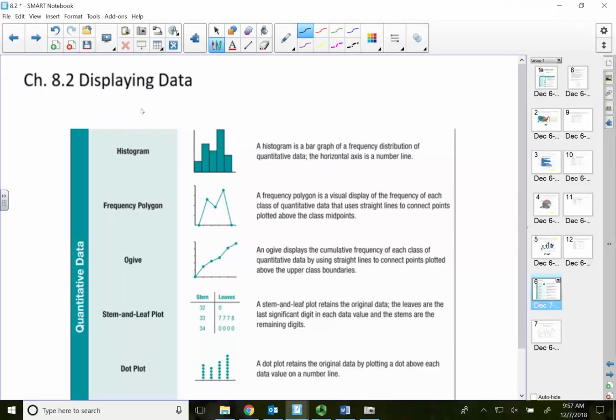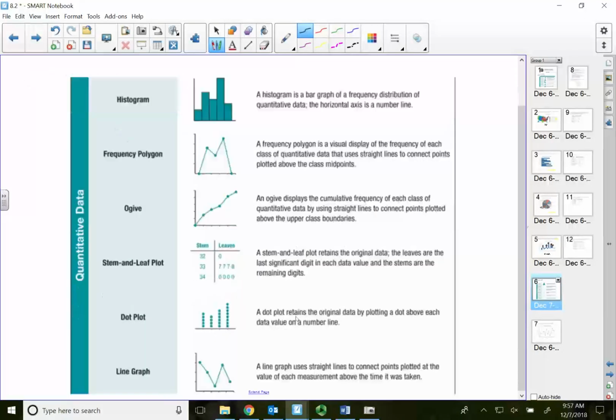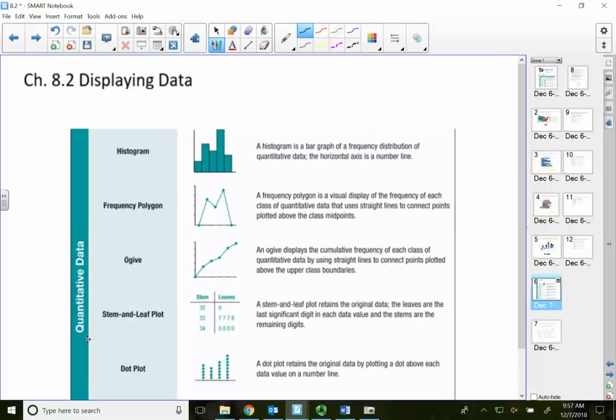So in this lecture video, I'm going to show you the so-called quantitative type of data. Quantitative simply means my x-axis now uses numerical values. The number one most important statistical graph is the histogram. A histogram is basically like a bar graph of a frequency distribution. The horizontal axis is actually a number line.